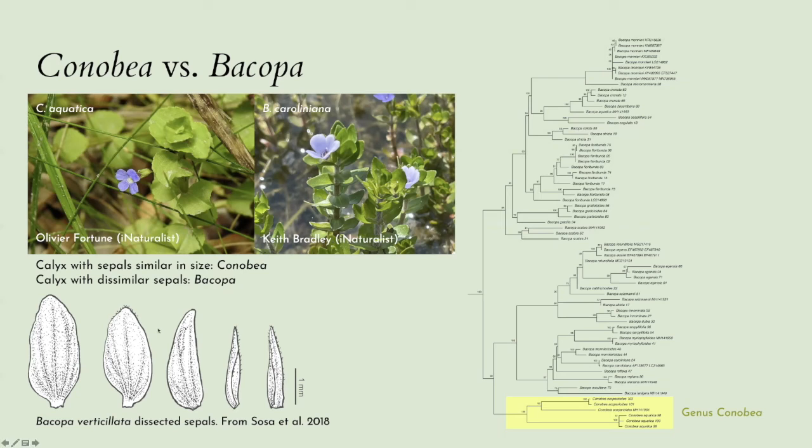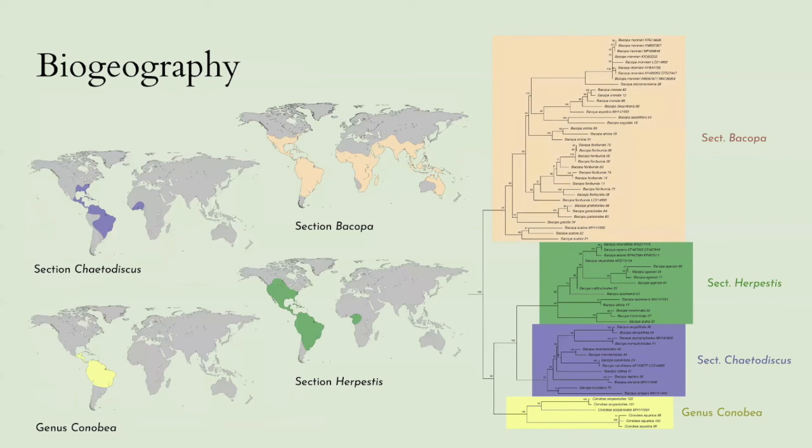This is an illustration of one of the features that's useful for identifying Bacopa relative to Conobea, this difference in sepal sizes. And it might turn out that that was not as useful or as important for telling these apart as one might think. Maybe we have a secondary reversion to similar sepal sizes in Conobea. Time will tell. Biogeographically, again, lots of widespread species.